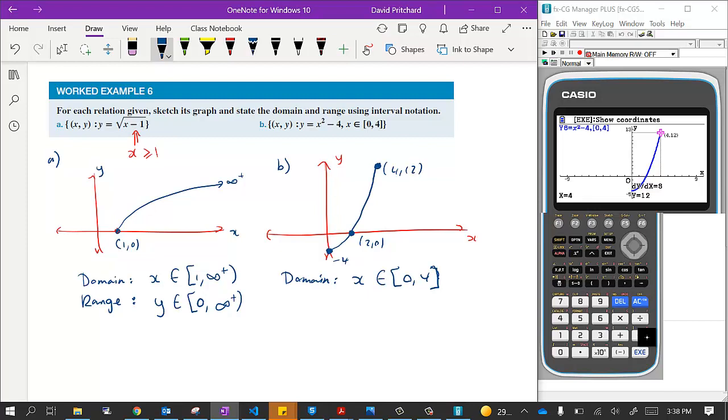We use the colored dots to end it. There's no arrow to continue. And our range is simply y is an element, the smallest value is -4, and the largest value is 12. Now these are both inclusive because the x values were inclusive. So there's our domain and range.